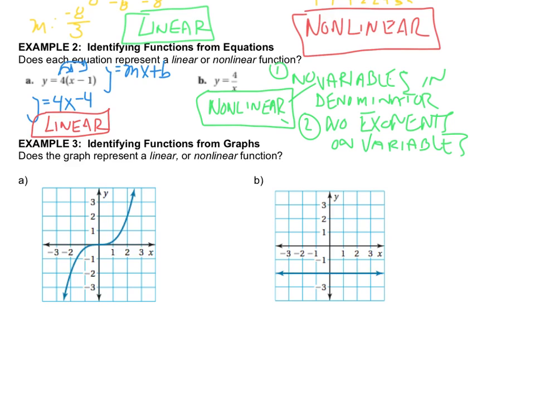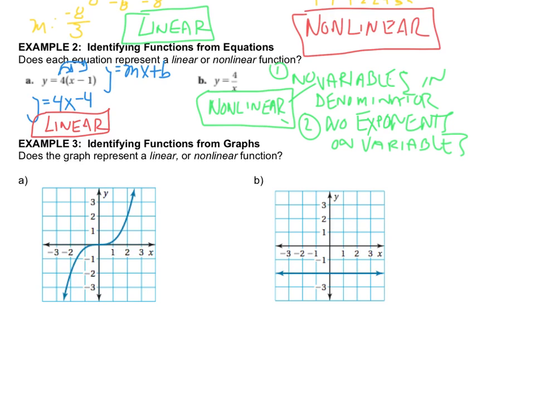So it's important. Oh, I didn't even spell that right. I'm going to erase that. So exponents is not spelled the way I spelled it, so hopefully you caught that and spelled it correctly. There we go. So you can't have exponents on my variables, and in a case like example B, we can't have variables in the denominator. Those would be definitely nonlinear functions.